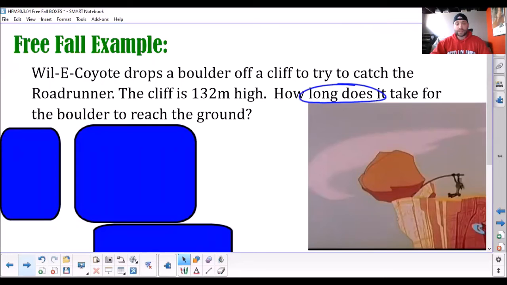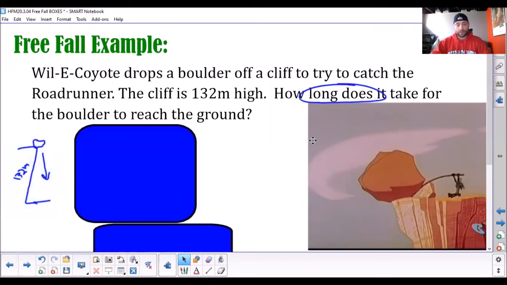Let's do a little example problem. We've got Wile E. Coyote here, good old classic cartoons, and he is trying to drop a boulder down onto the Roadrunner to try and catch the Roadrunner once and for all. If we say the cliff is 132 meters high, the question is how long, meaning time-wise, will it take for the boulder to reach the ground? The only thing we're given that was stated directly is that it's 132 meters high.